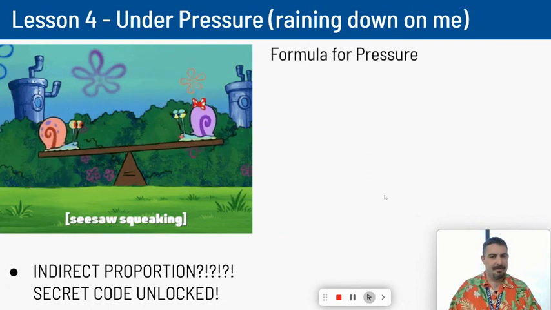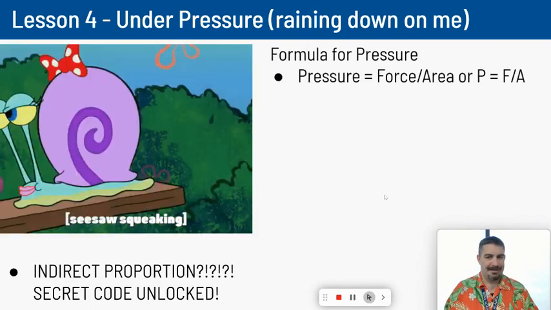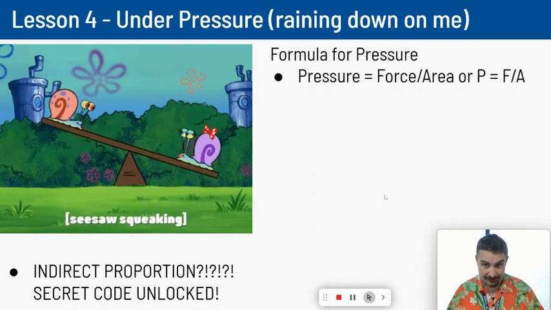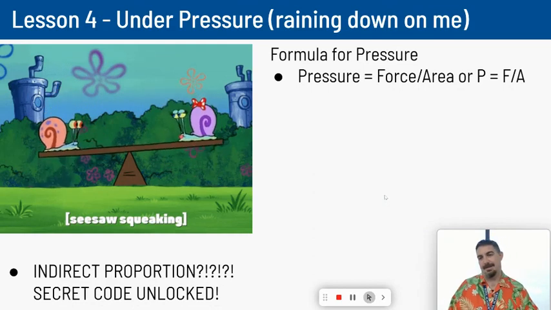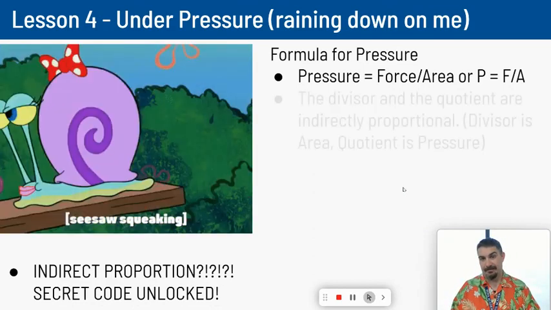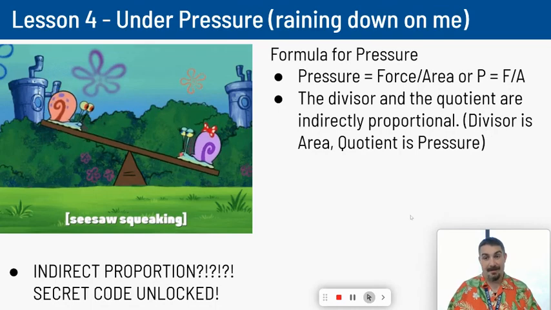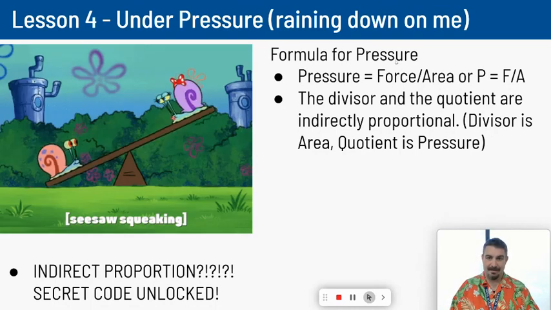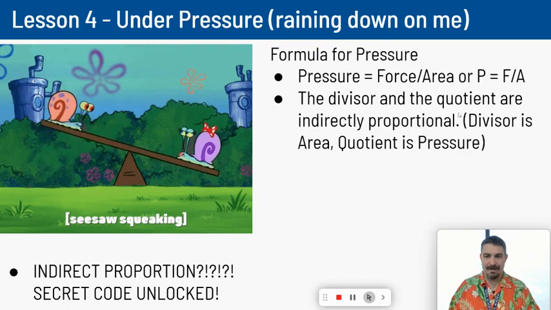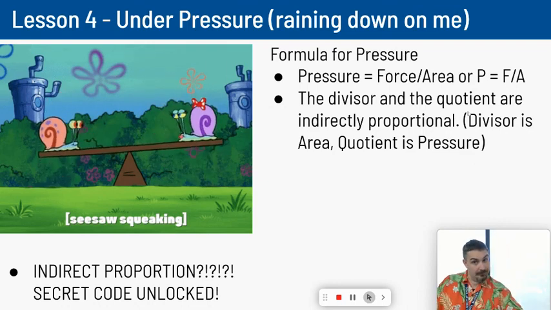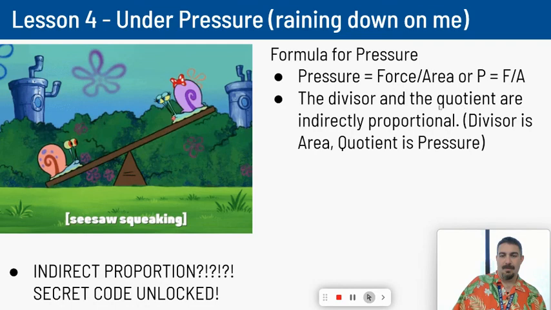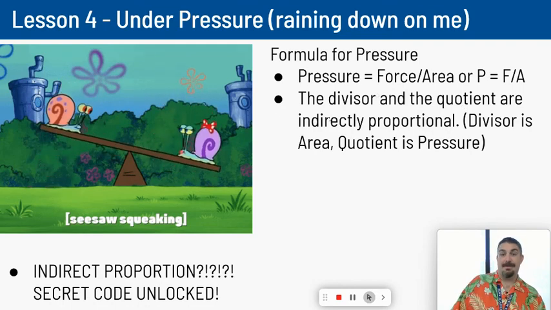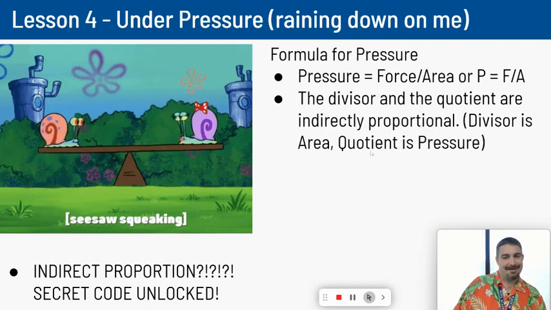So, formula for pressure. Pressure is force divided by area, or P equals F divided by A. The divisor, that is the thing being divided, here it's force. The quotient is pressure. Divisor's area, pardon me. Divisor's area, quotient is pressure.